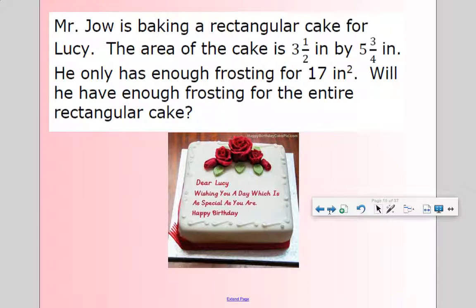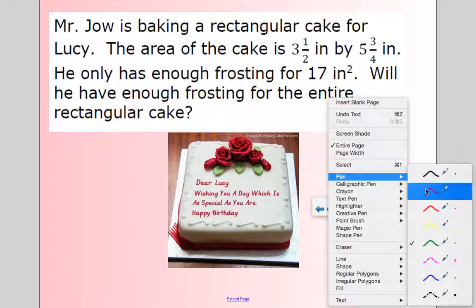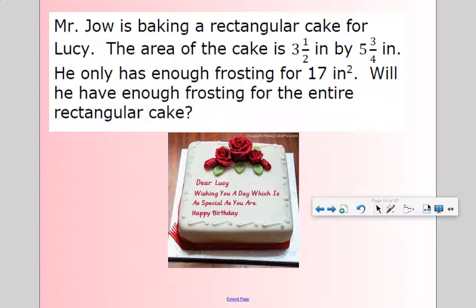So let's look at our question. Mr. Joe is baking a rectangular cake for Lucy Liu, who's my celebrity girlfriend. The area of the cake is 3.5 inches by 5 3/4 inches. So this is 5 3/4. That's the length of the cake, 5 3/4 inches. And the width is 3.5 inches. He only has enough frosting for 17 square inches. Will he have enough frosting for the entire rectangular cake?